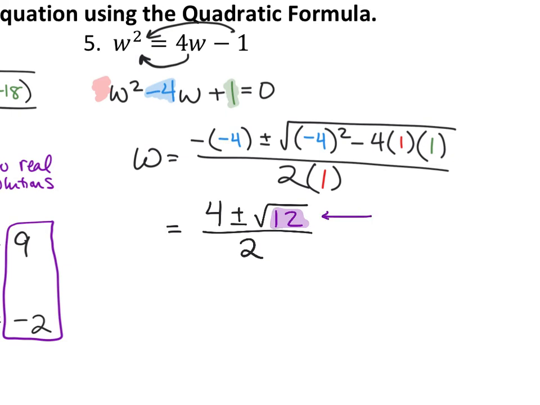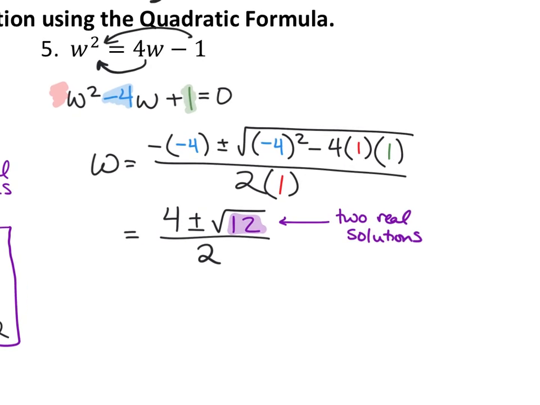2 real, 2 imaginary, 1 real. Which one? 2 real, because it's a positive number. Now, this is where it gets a little difficult. This is exactly where we were last time. However, can you take the square root of 12? And it comes out to a regular number?